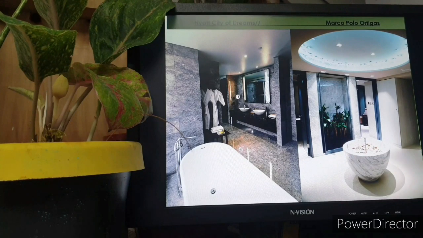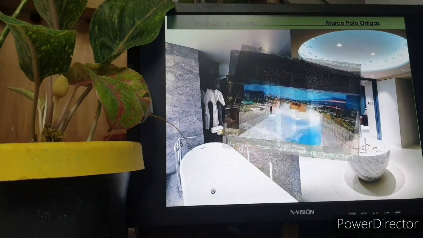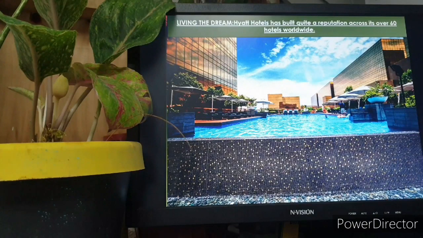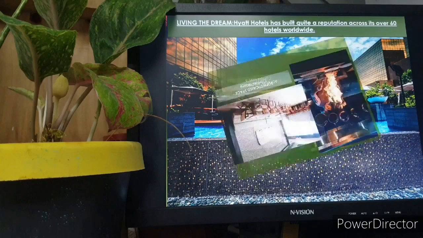Which includes a Novo Hotel, NOBU Hotel, NUWA, formerly Crown Towers, and of course the Hyatt Regency Hotel, rebranded from Hyatt. So that's their comfort room or their washroom. And of course, living the dream, Hyatt Hotels has built quite a reputation across its over 60 hotels worldwide.